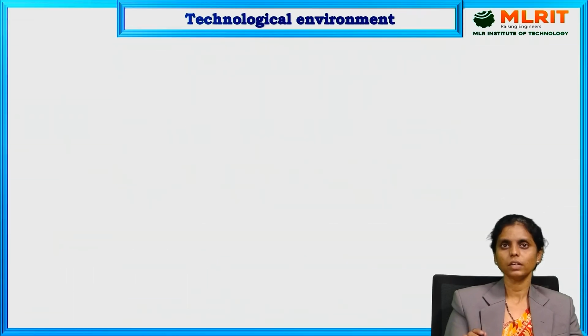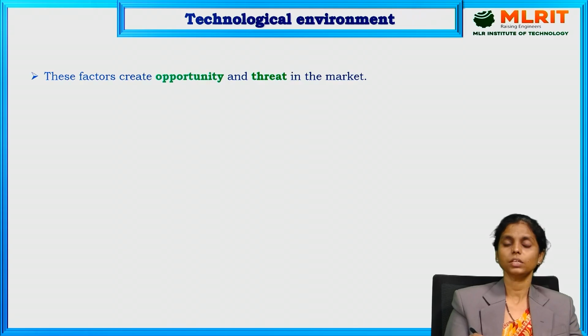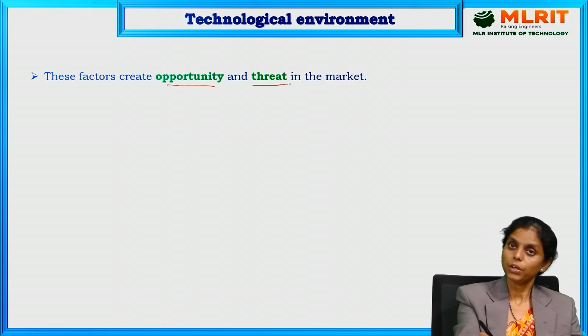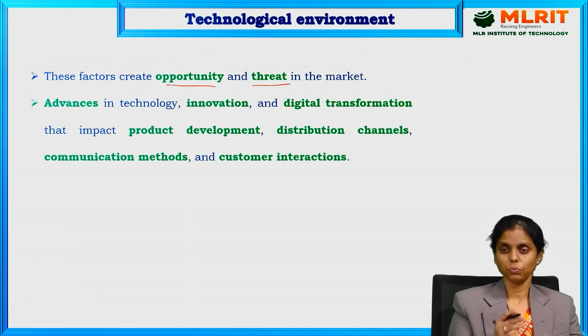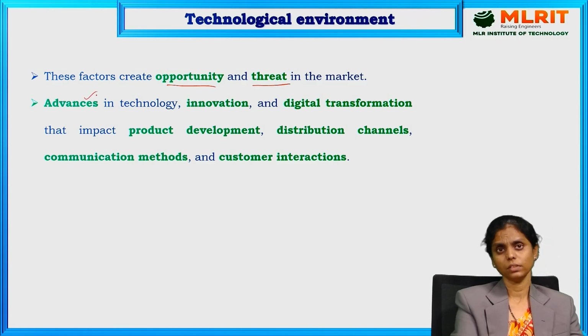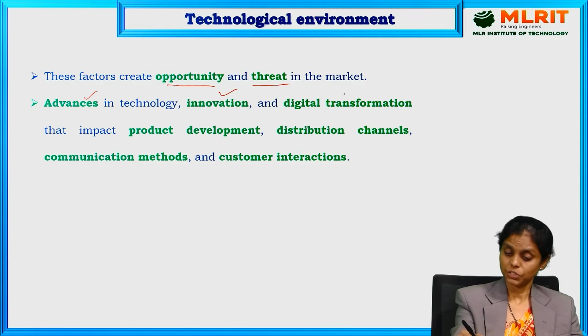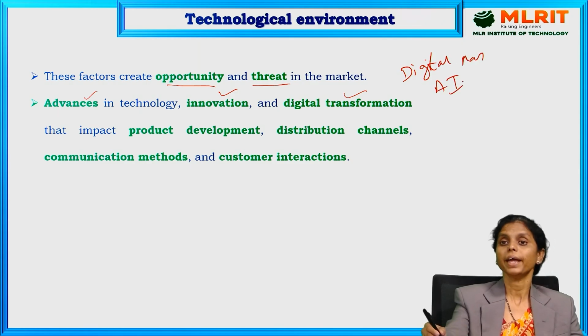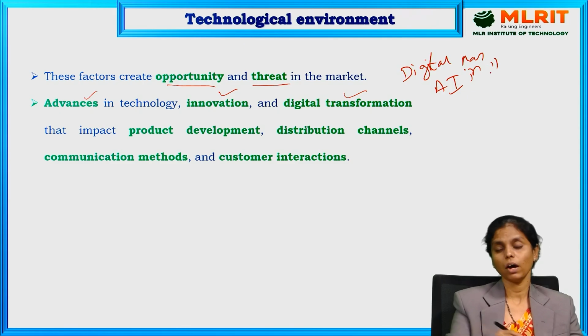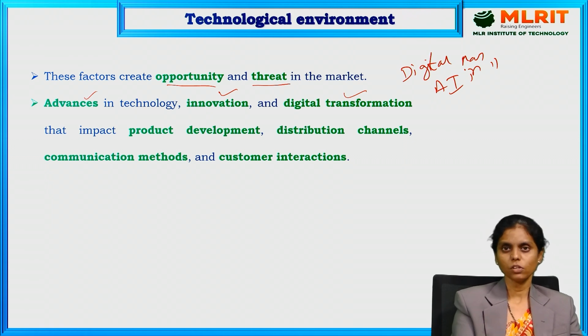Come to the next factor, it is technological factors. Yes, technology offers opportunities, and at the same time it will also create threats to the organization. We always need to update with respect to technology. How does this technology influence the marketing decision? Like the various advances in technology, innovations that we have, digital transformations that we have. Digital marketing is one of the best examples of technological advancement. Nowadays, as we can see, AI in marketing, that means using artificial intelligence to conduct the various marketing activities. So all these are the latest advancements that are taking place in the field of marketing with respect to technology.